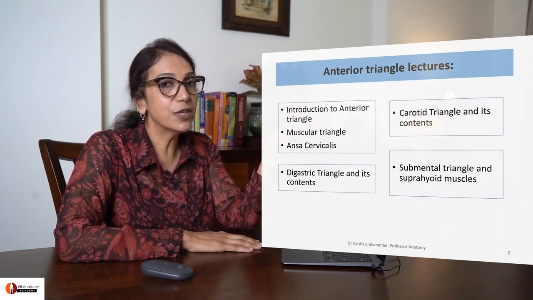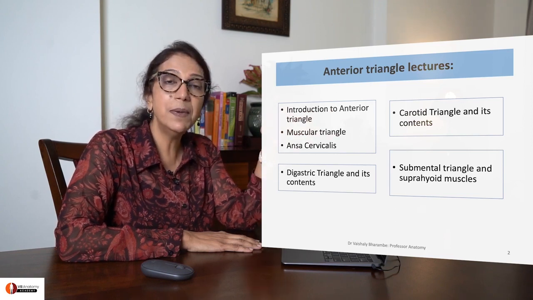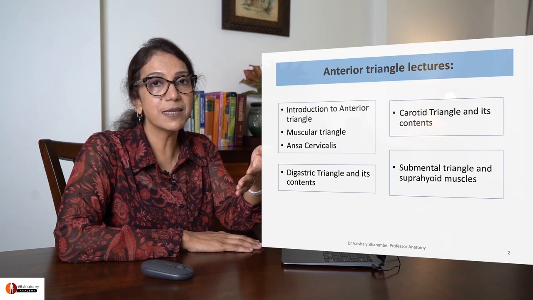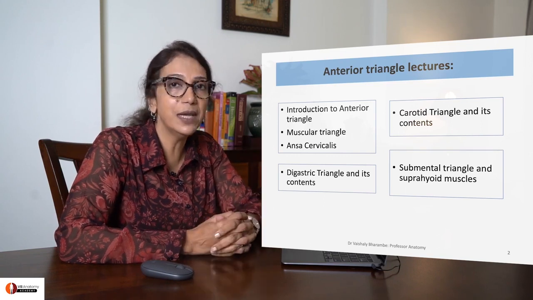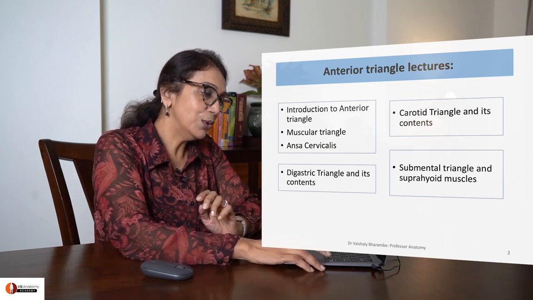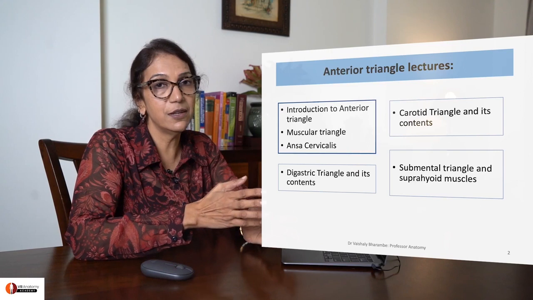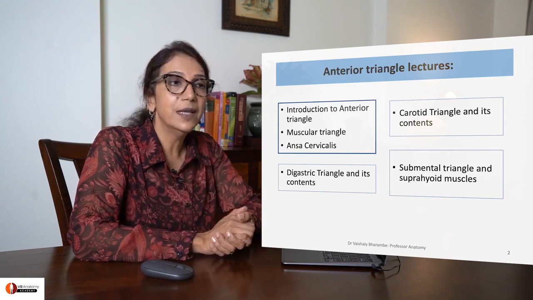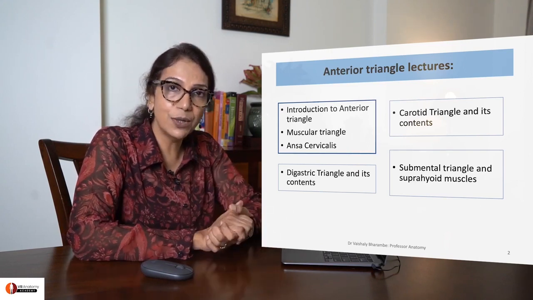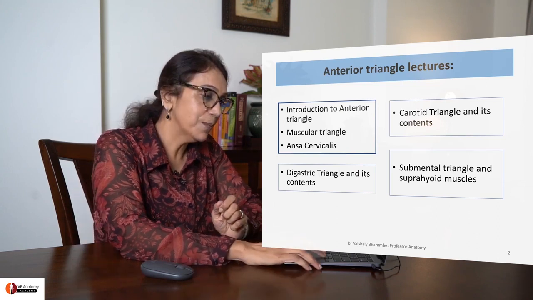There'll be another lecture coming up on carotid triangle, on digastric triangle, submental triangle and suprahyoid muscles, and maybe one or more in case I find it necessary. So today we're going to talk about introduction to anterior triangle, its divisions and so on. Then we'll go on to discuss the muscular triangle. Then we'll talk about Ansa Cervicalis. Okay?